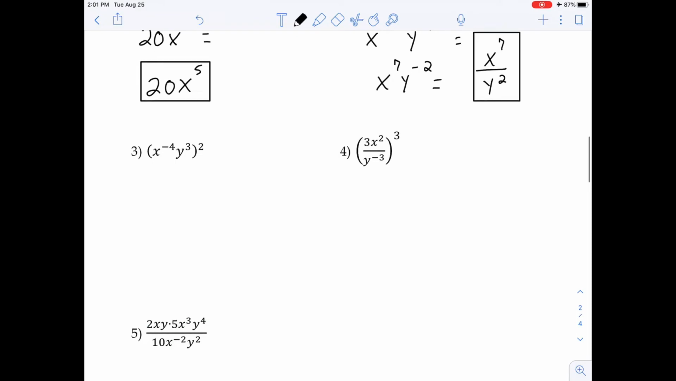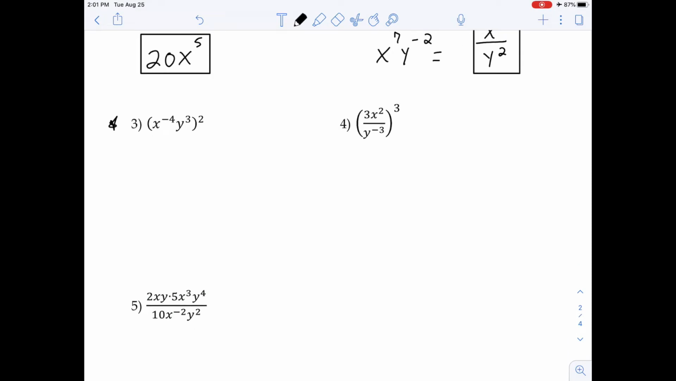All right, so let's go ahead and scroll and look at number 3 here. So this, we're going to use the power rule. Notice that we have a product inside here, and then it's being raised to another exponent. So that means that we need to distribute this 2 to both of those exponents. And of course, we're going to do that with a multiplication, because that's what the power rule says, we're going to multiply the exponents. So this would be x to the negative 4 times 2, y to the 3 times 2, and then that's going to give us x to the negative 8, y to the 6th.